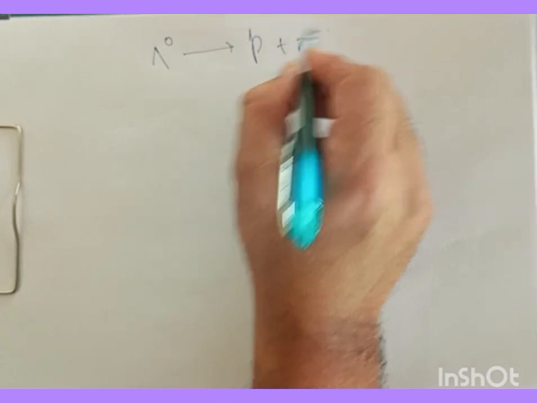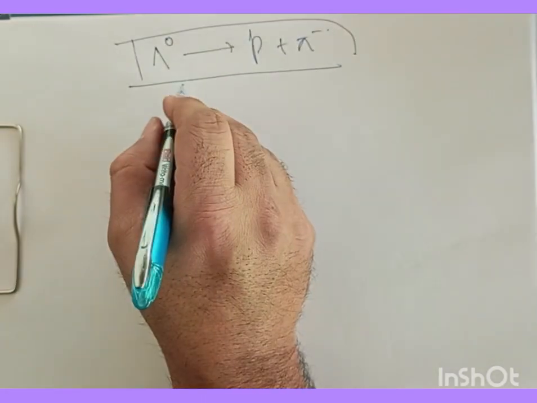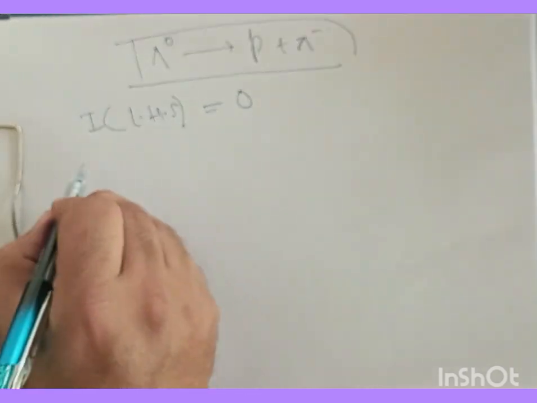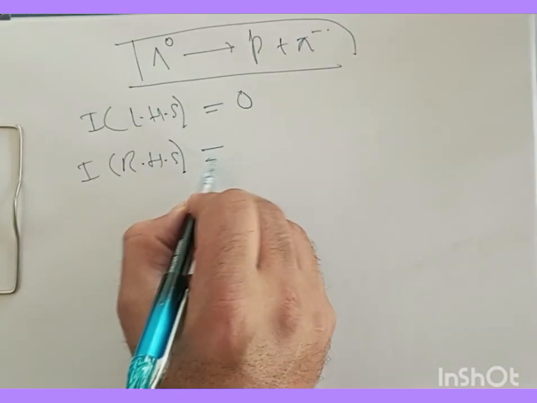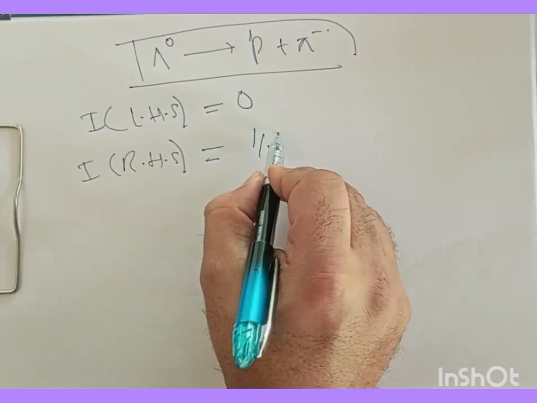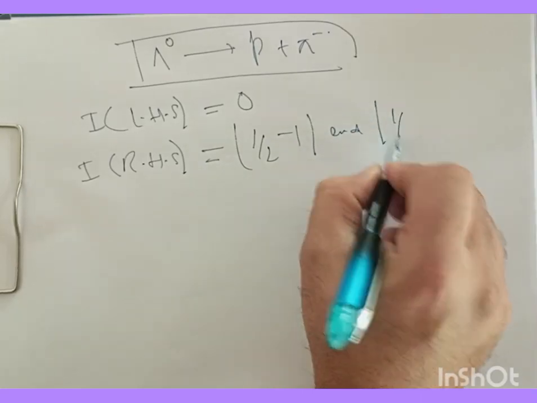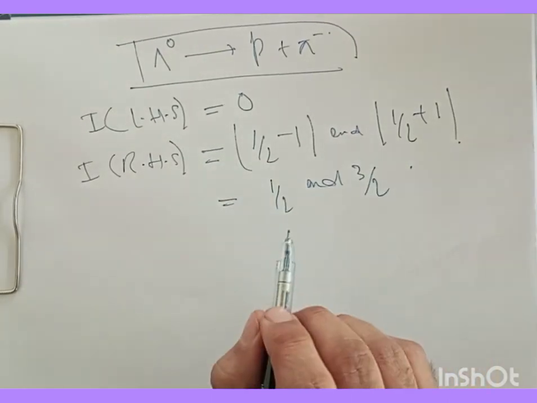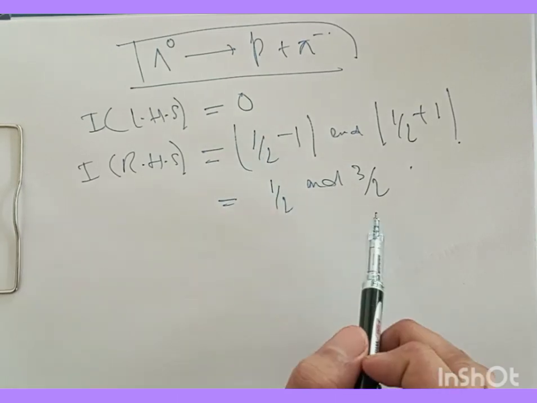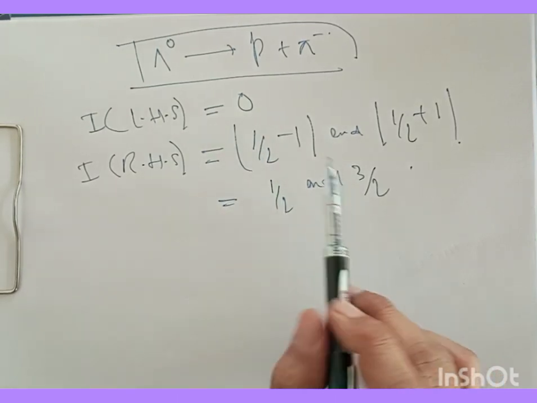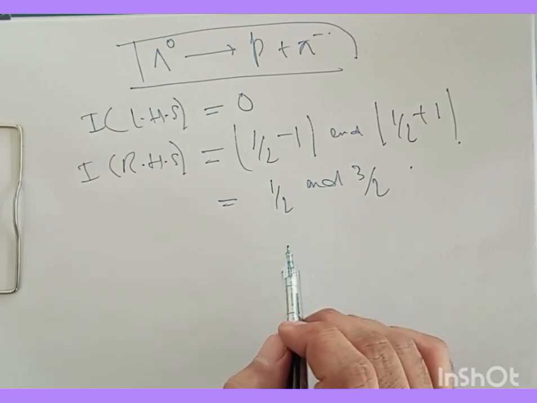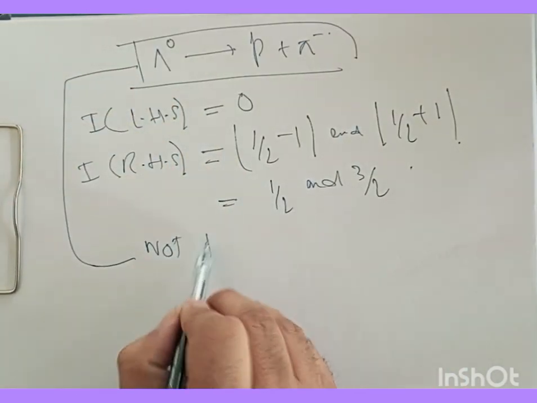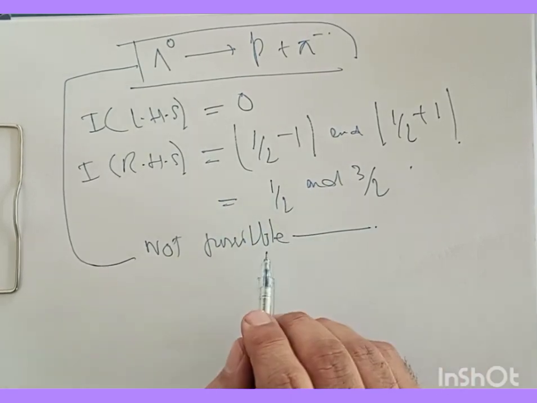Now, let's take another example, say lambda neutral going to proton and pi negative. What is the isospin of left hand side in this case? That simply is 0. And what is the isospin of right hand side? We have proton here, so this is 1 by 2, and pi negative gives 1. So we'll have 1 by 2 and 3 by 2. So the isospin of the left hand side is not equal to the isospin of the right hand side. They are different. That is, isospin is not conserved. So hence the given decay is not possible through strong interaction.